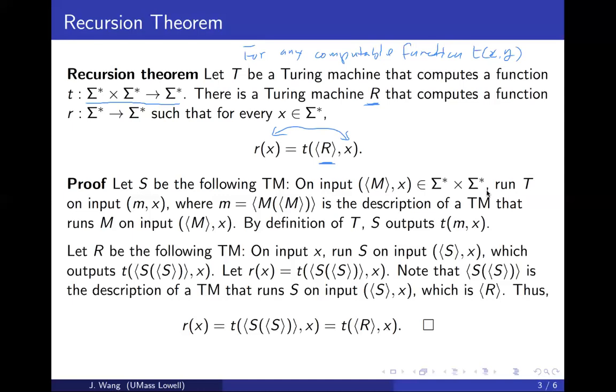Okay, so it's sort of like a self-reference, right? Capital R computes small r, and this r is equal to T, where T is any given function. So for any T, there is a Turing machine R that computes a function small r of x such that r of x is equal to T of the description of R and x as input. So that is the recursion theorem.